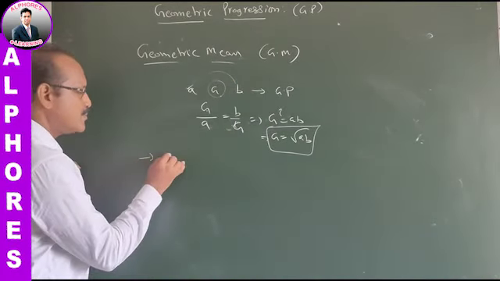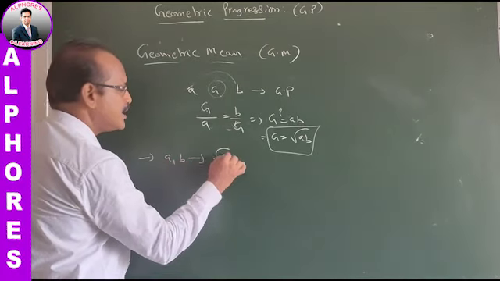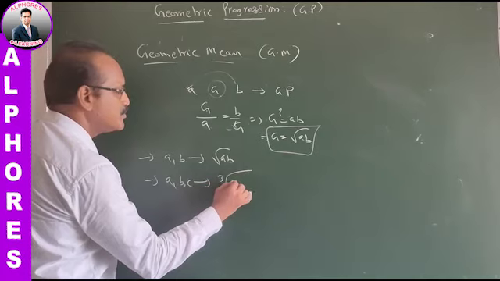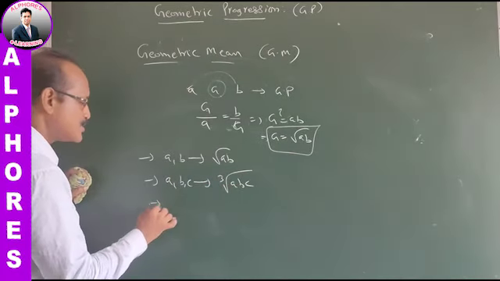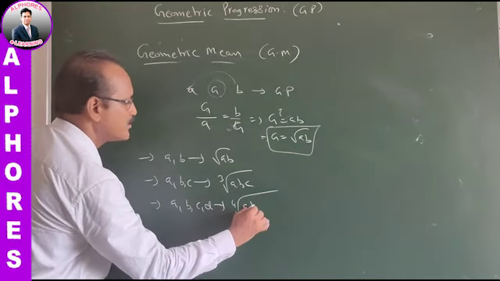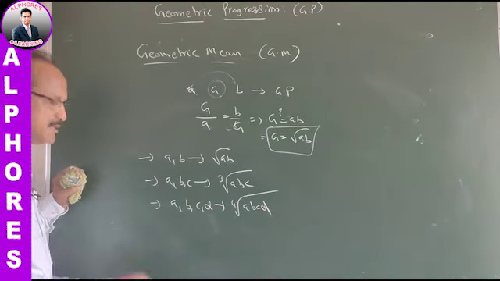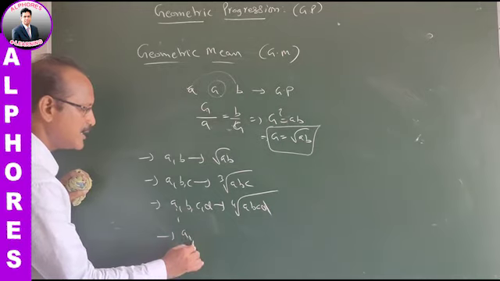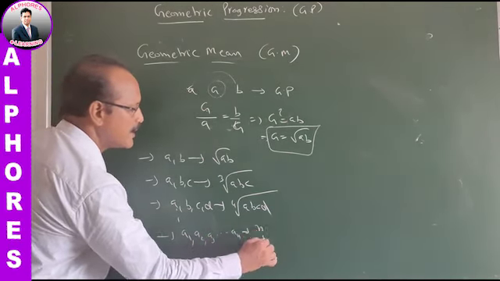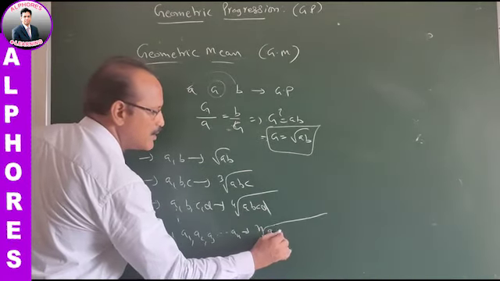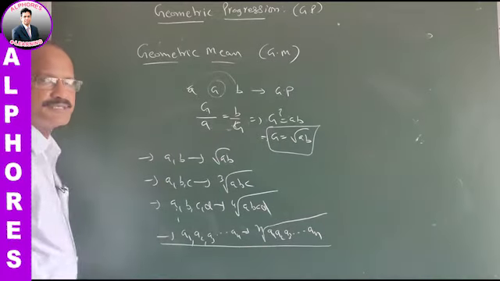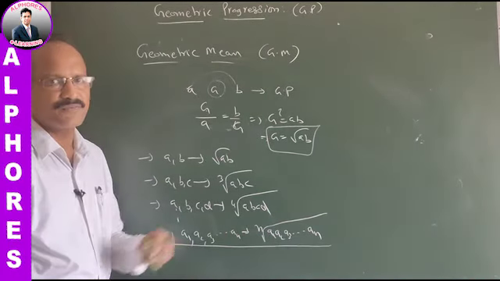So the geometric mean of a and b is √(ab), the geometric mean of a, b, c is given by the cube root of abc, and the geometric mean of a, b, c, d is given by the fourth root of abcd. In this manner, the geometric mean of n terms a1, a2, a3, and so on up to an is given by the nth root of a1 × a2 × a3 × ... × an.